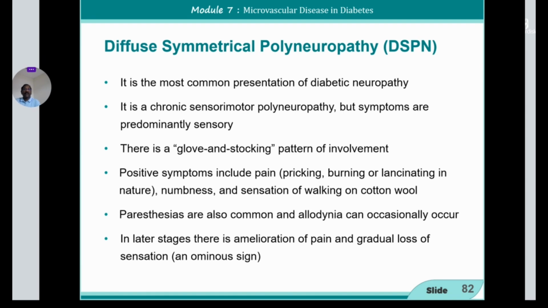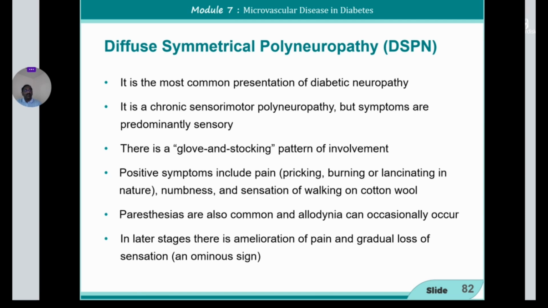Let us spend some time on DSPN, the diffuse symmetrical polyneuropathy. This is one of the commonest forms. The most common presentation of diabetic neuropathy is a chronic sensory motor neuropathy, but symptoms are predominantly sensory. There is a glove and stocking pattern of involvement. The positive symptoms include pain, pricking, burning, or lancinating in nature, numbness, and a sensation of walking on cotton wool. These are all very common in our clinical practice.